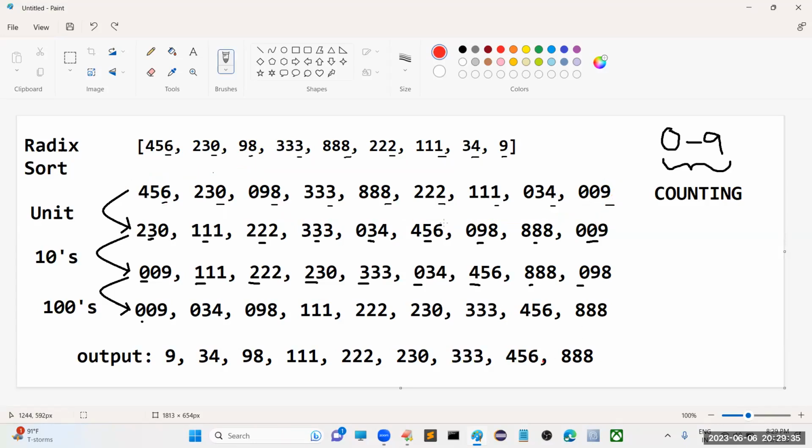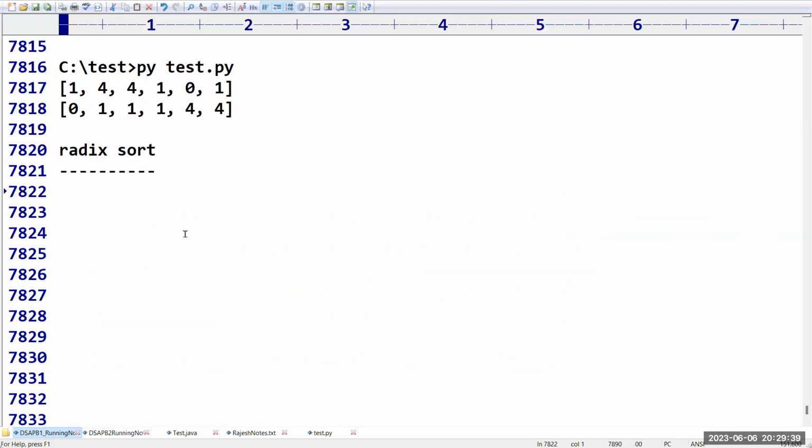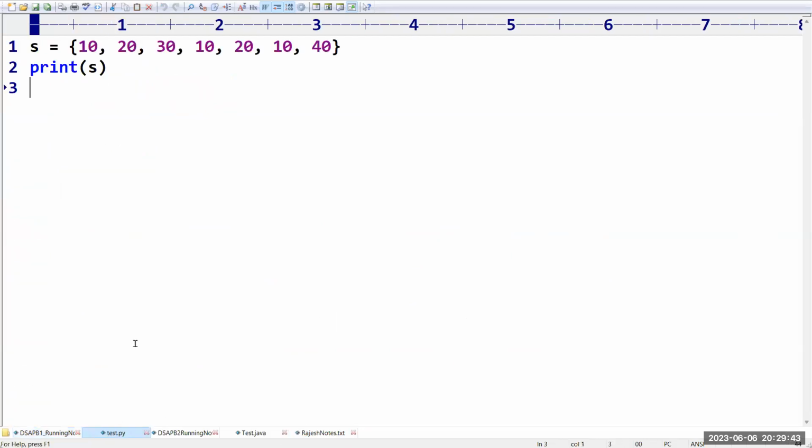Okay, right. So now we will write code for this. Of course, the code is a bit tough concept, so please try to understand. What we are going to do in this implementation is that we have to use counting sort internally. So I'm going to write the radix sort method first.